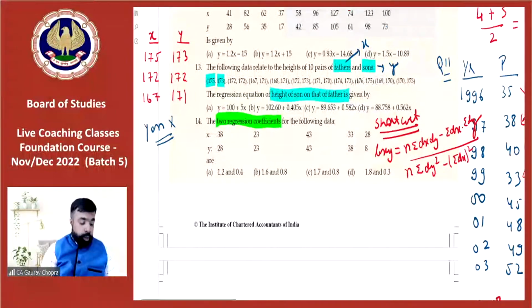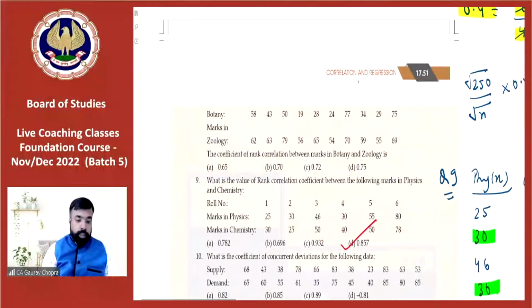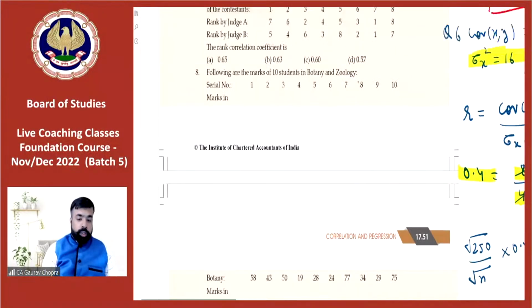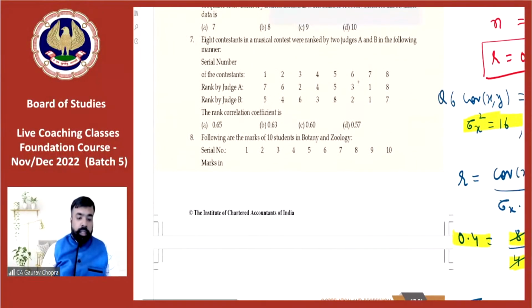Then Jyoti is asking question number 7. So question number 7 is this: rank. Yes, question number 7 is again a direct question. Ranks are given directly in this. So you are not supposed to find the rank again. So ranks are already given. Just find the difference d, square it, and then apply the formula.